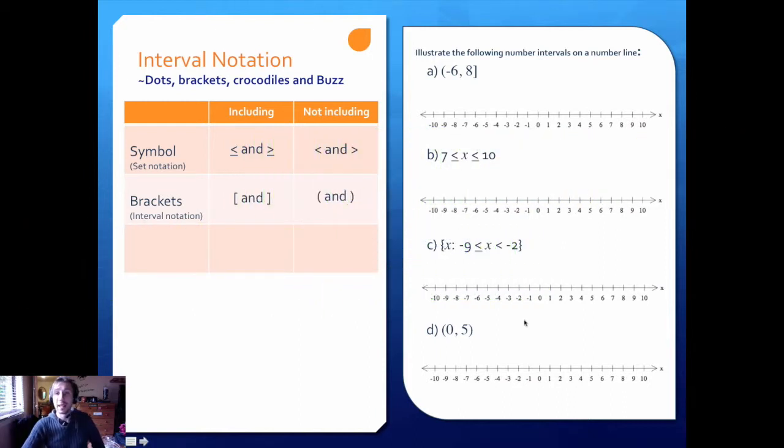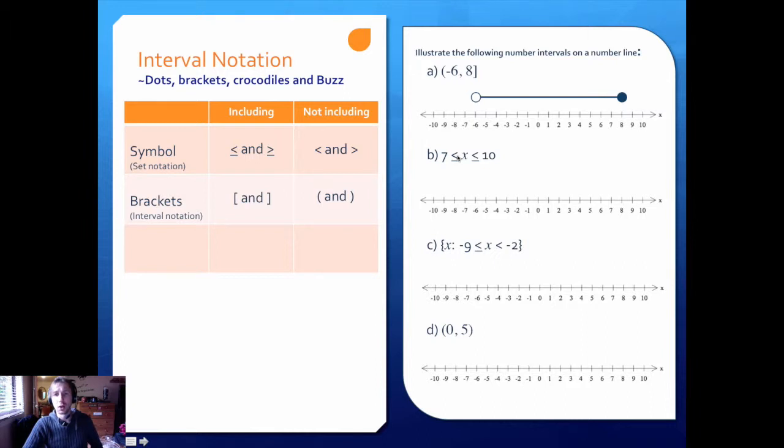Excellent, guys, so welcome back. Now let's have a look at this. Alright, so from negative 6 to 8. Now, because it's a round bracket, it means it's not including, doesn't it? So therefore it's going to be an empty dot at negative 6, and of course a filled in dot at 8. So let's have a look at that. Empty dot to filled in dot, and we just join the two dots there with a line.